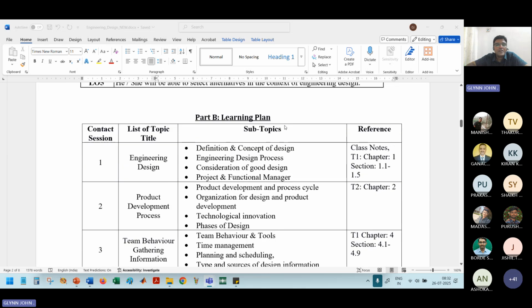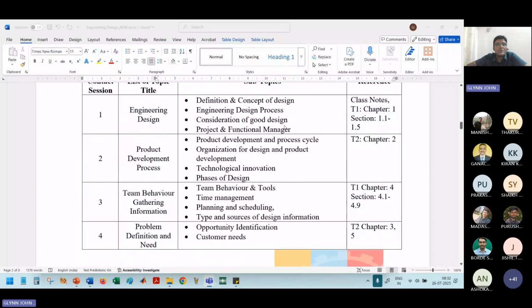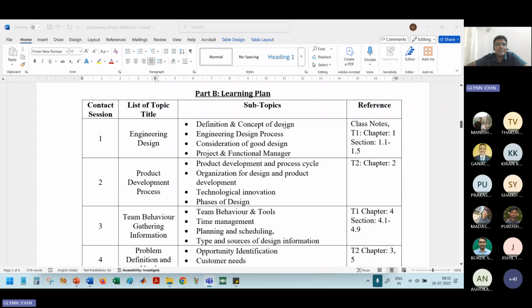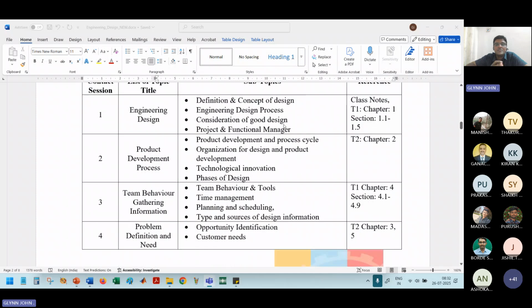So the topics are divided like this, right? So in the first few lectures, first 4 lectures, these are the topics. So definition and concept of design, right? So what do we mean by design? How do you define this process? What is a good design?